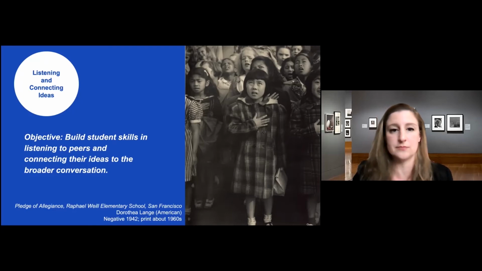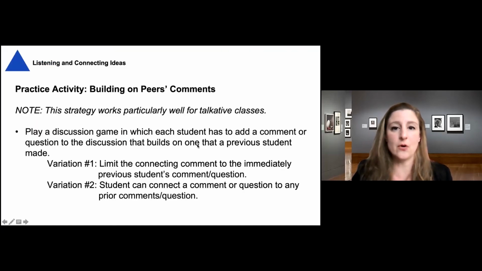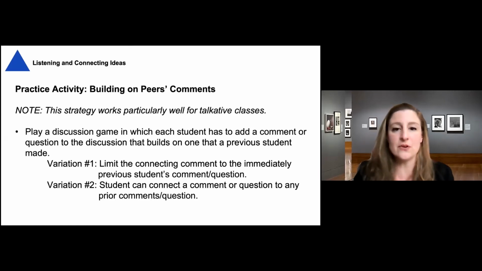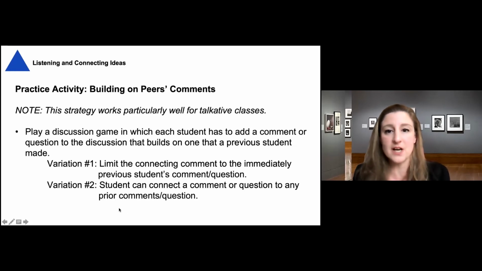And I find that this is an approach that works well for talkative classes because it makes it a little harder to say something, because you have to think of how you're going to connect to what else you've heard. So there's an easier way and a harder way to do this. You can create a parameter in the discussion where, except for the first student, in order for a student to participate in the discussion, they have to build on something that a previous student has already said.